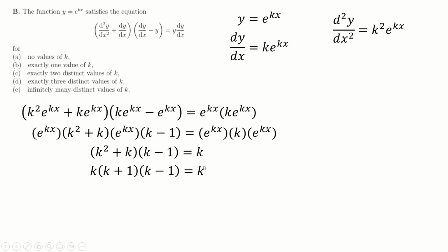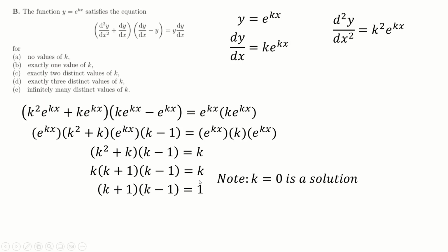And now, if we factorize out k from that, we can get this. And now notice, I can divide this whole thing by k, as long as I notice that when I put k as 0 in, I get a solution. So k as 0 is a solution, and now I can divide by k to get this.